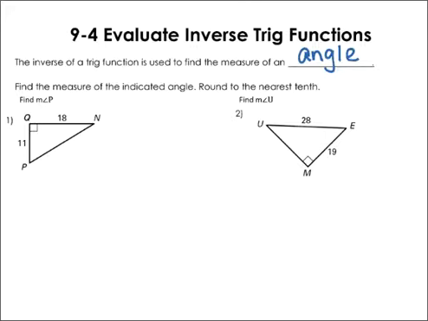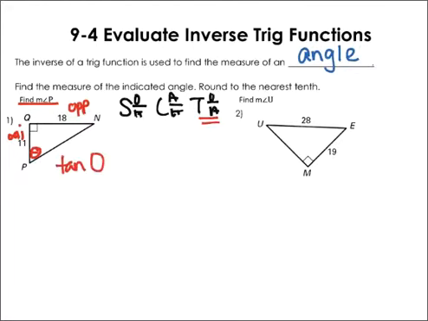The first example says find the measure of angle P. Here's angle P. I'm going to call it theta. I'm going to label the side that has an 18 on it as the opposite side, and the side that has an 11 the adjacent. So which trig function uses opposite and adjacent? Remember SOHCAHTOA. That would be tangent. So tangent of theta is equal to the opposite over the adjacent.